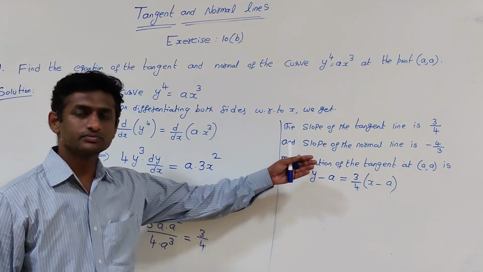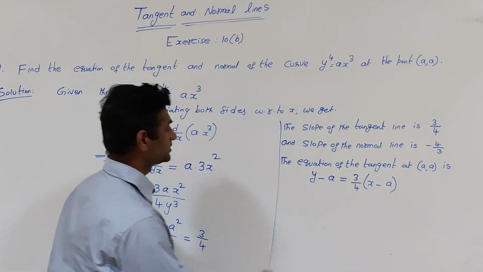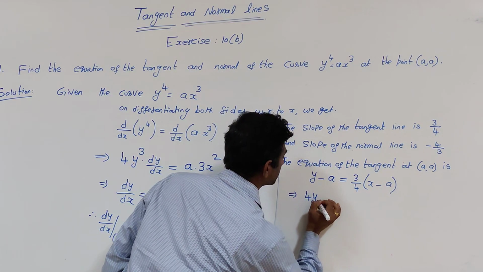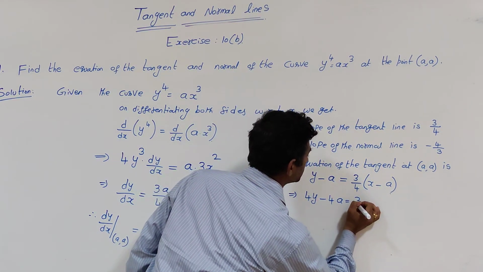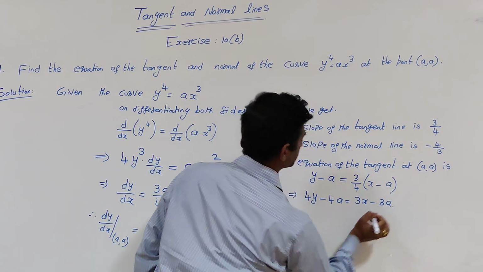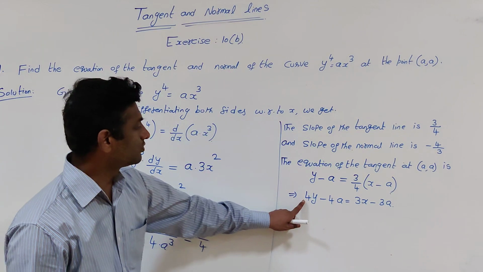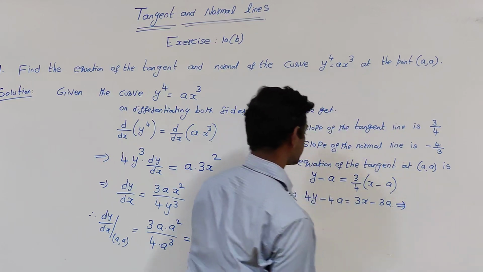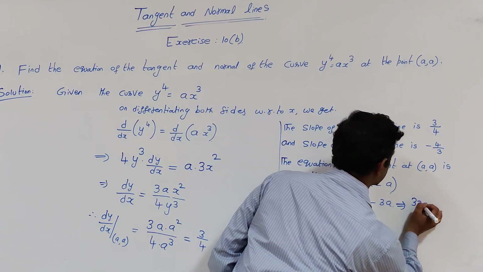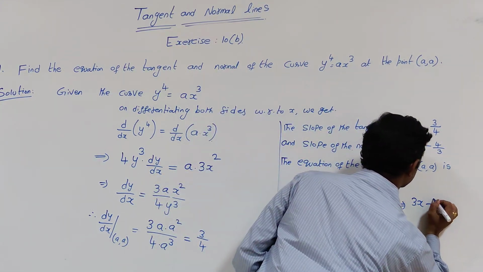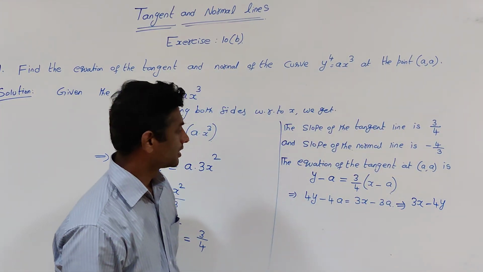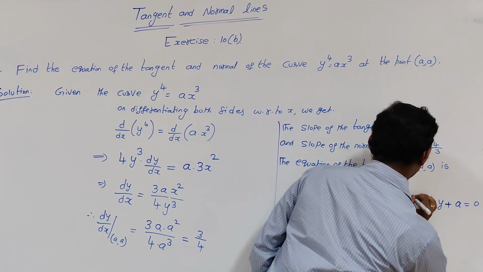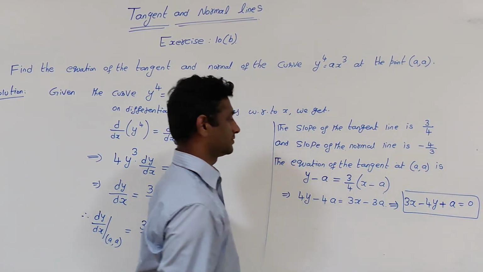And go for the simplification. That will be 4y minus 4a is equal to 3x minus 3a. If you take the cross multiplication, 4 times y minus a is equal to 3 times x minus a. So which gives 3x minus 4y minus 3a plus 4a, that is plus a, is equal to 0. So this is the equation of the tangent line.